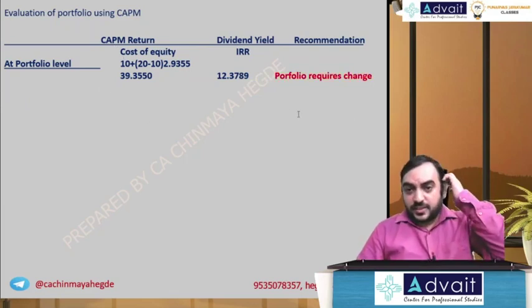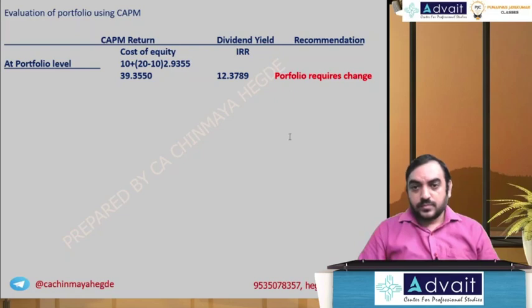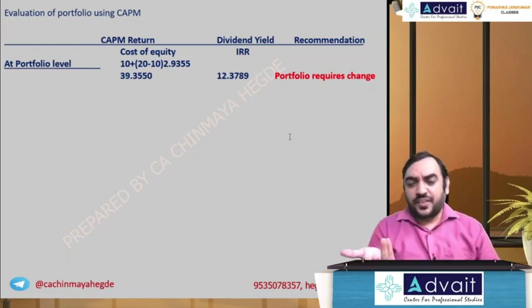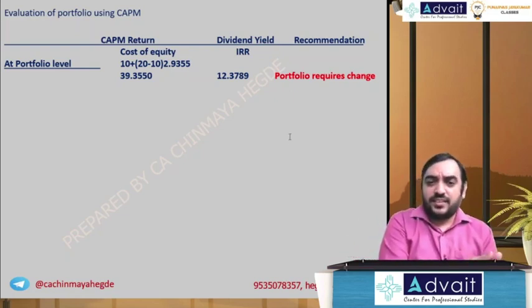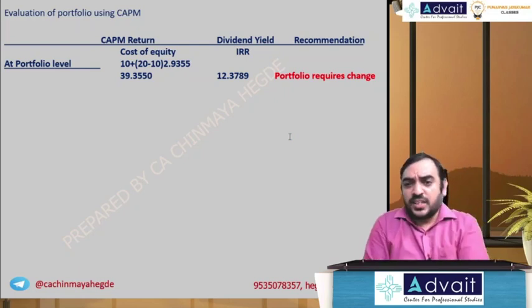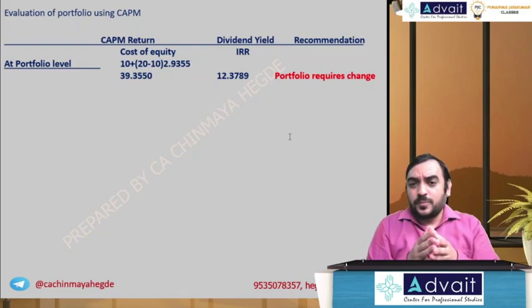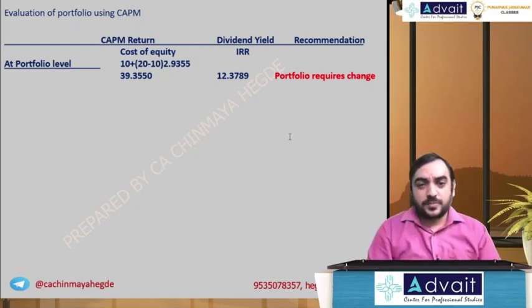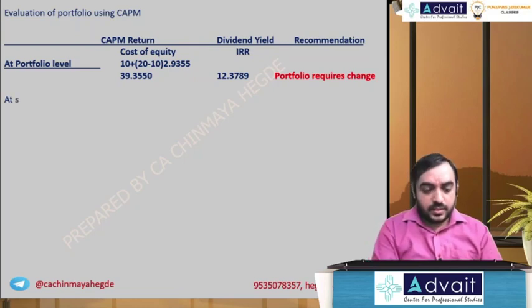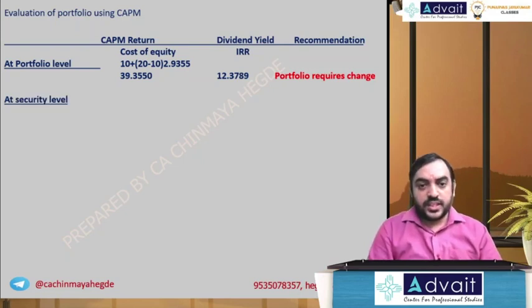You can say because risk is not justified or return is not justified. Return is not justified because return is less, or risk is not justified because risk is more. You can analyze in both ways. Then at security level, individual securities we have A, B, C, D.